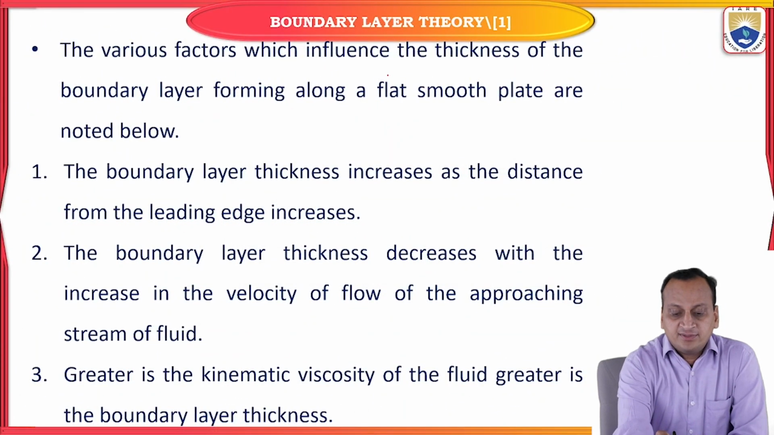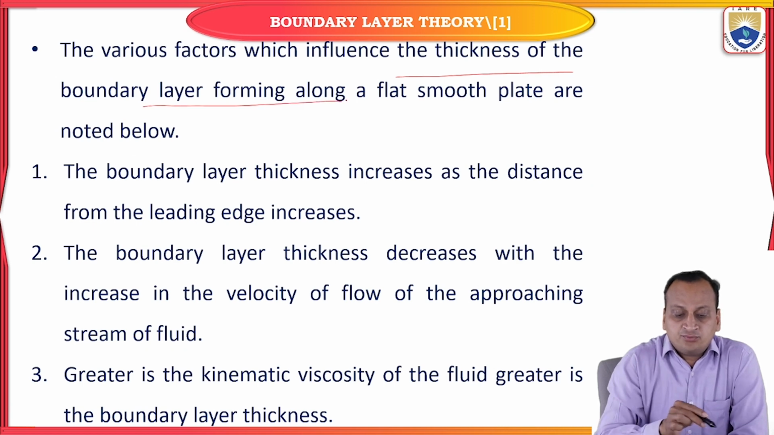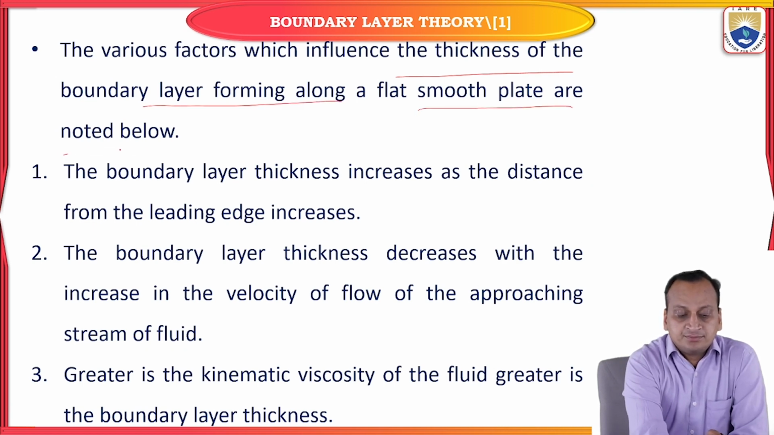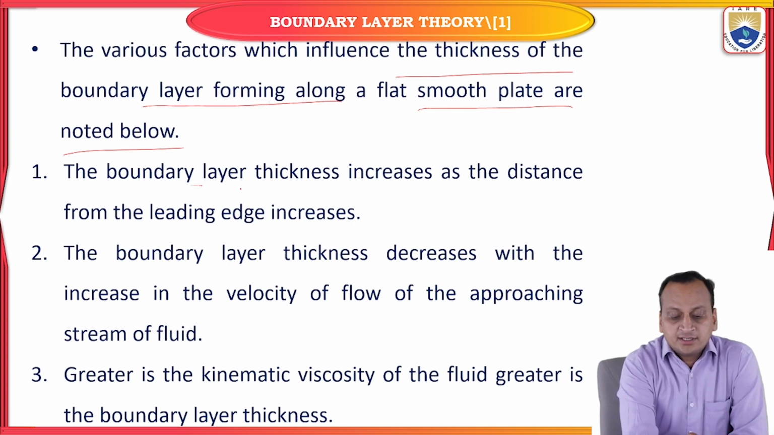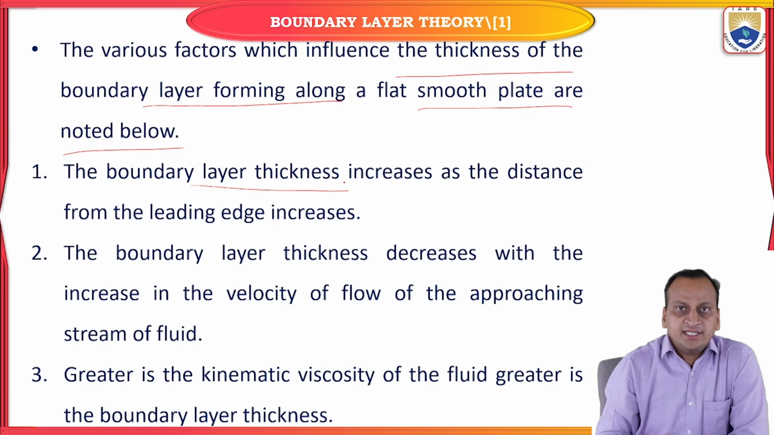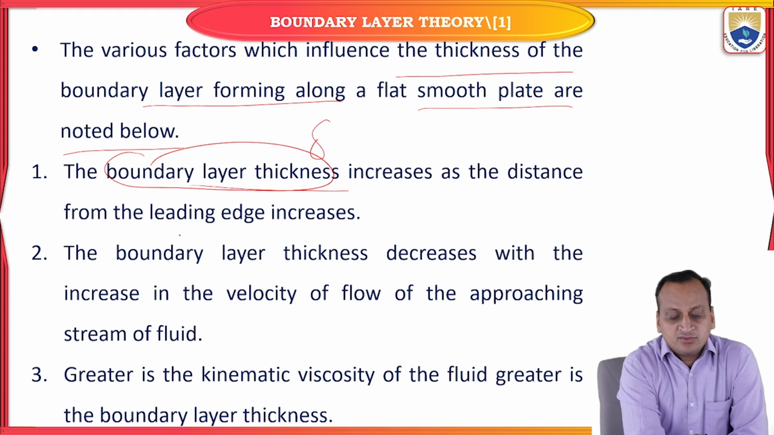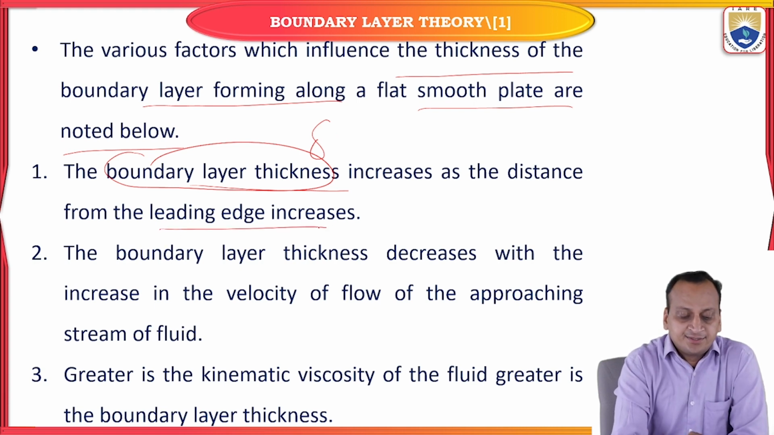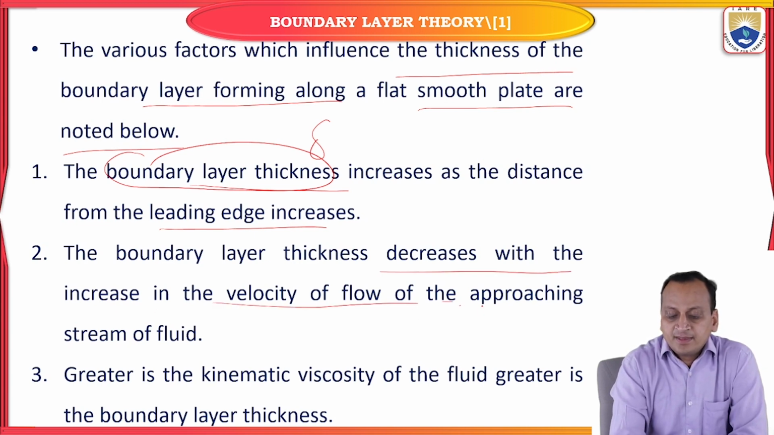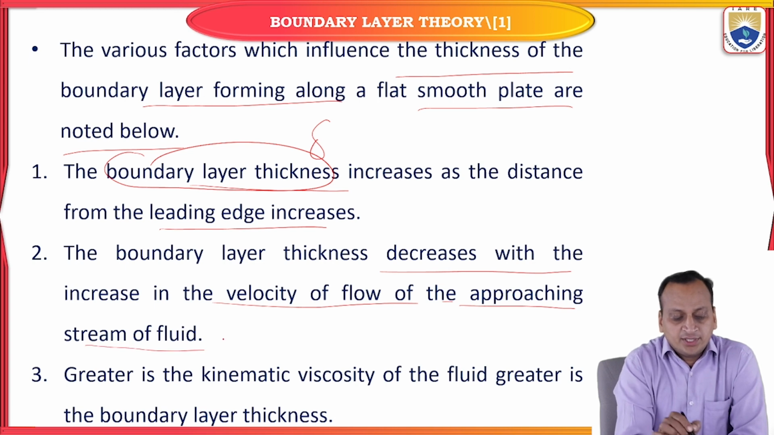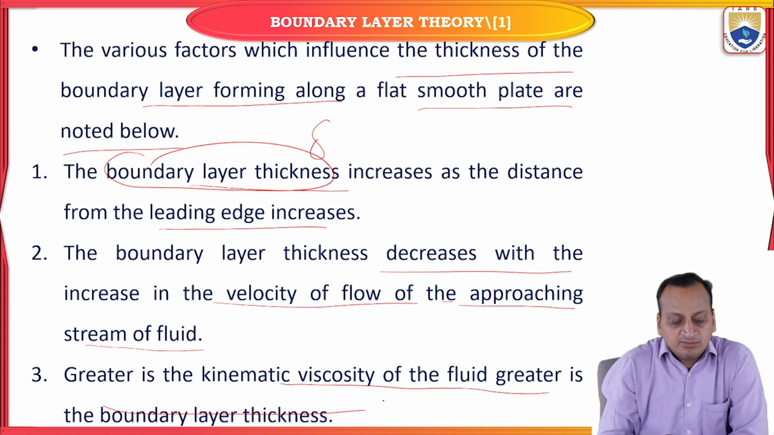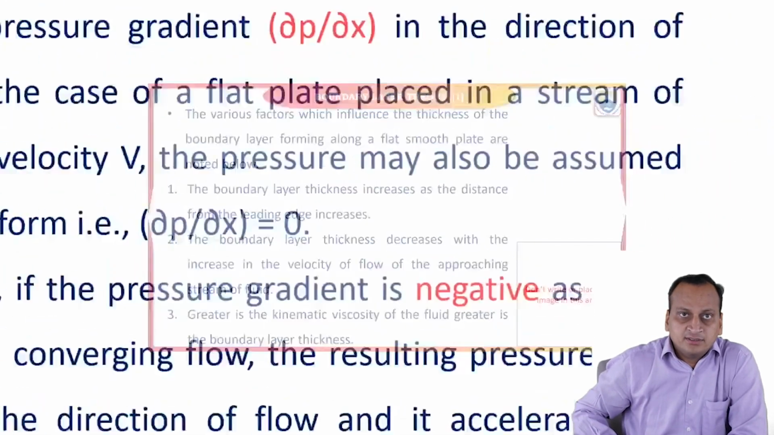The various factors which influence the thickness of the boundary layer forming along a flat smooth plate are noted down. The boundary layer thickness increases as the distance from the leading edge increases. So delta gradually increases as the fluid advances from the leading edge. The boundary layer thickness decreases with an increase in the velocity of flow of the approaching stream of fluid. The greater the kinematic viscosity, the greater the boundary layer thickness. Therefore, boundary layer thickness is proportional to the kinematic viscosity of the fluid.